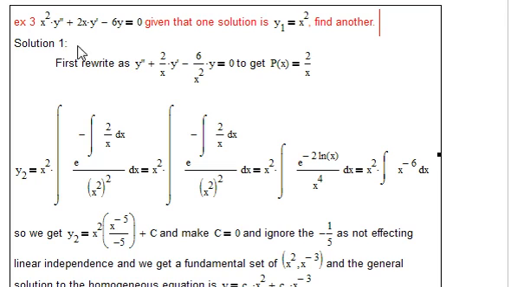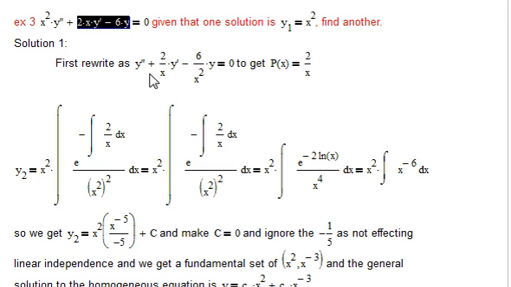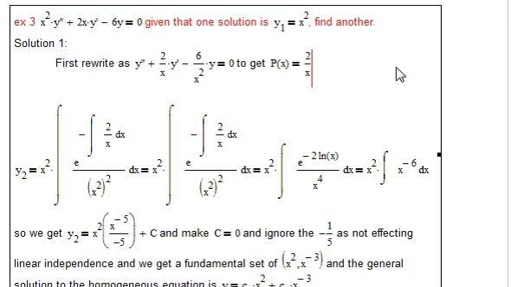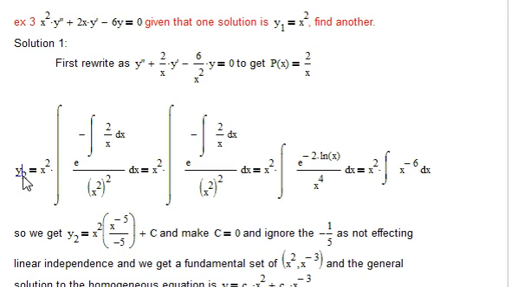First, we rewrite this equation by dividing by x squared as y double prime plus 2 over x y prime minus 6 over x squared y equals 0, and then we get p of x equals 2 over x. And that means when we set up to find our y2, we're going to have x squared, our known solution, times the integral of e to the negative integral of 2 over x dx, divided by this x squared, dx. So let's see what on earth this makes up. Of course, this is going to be x to the 4th down here.